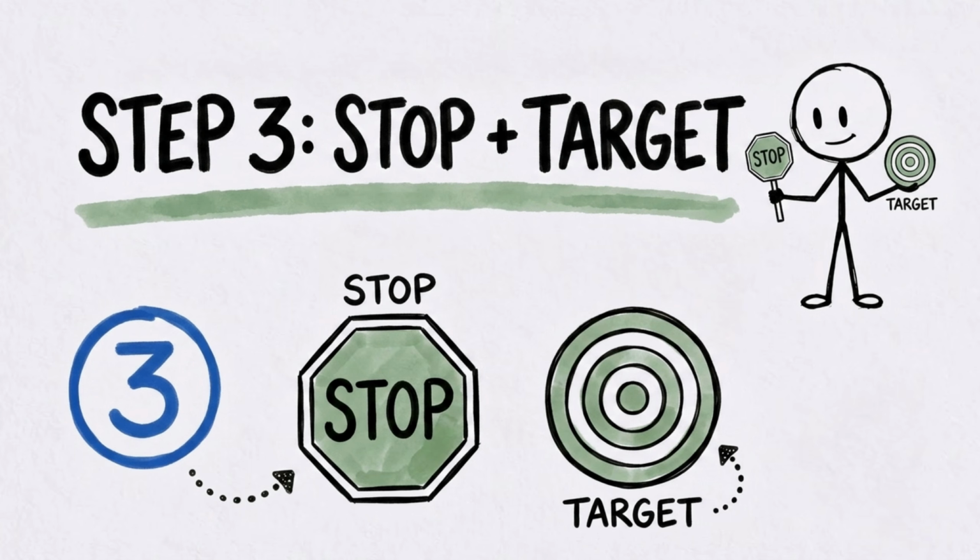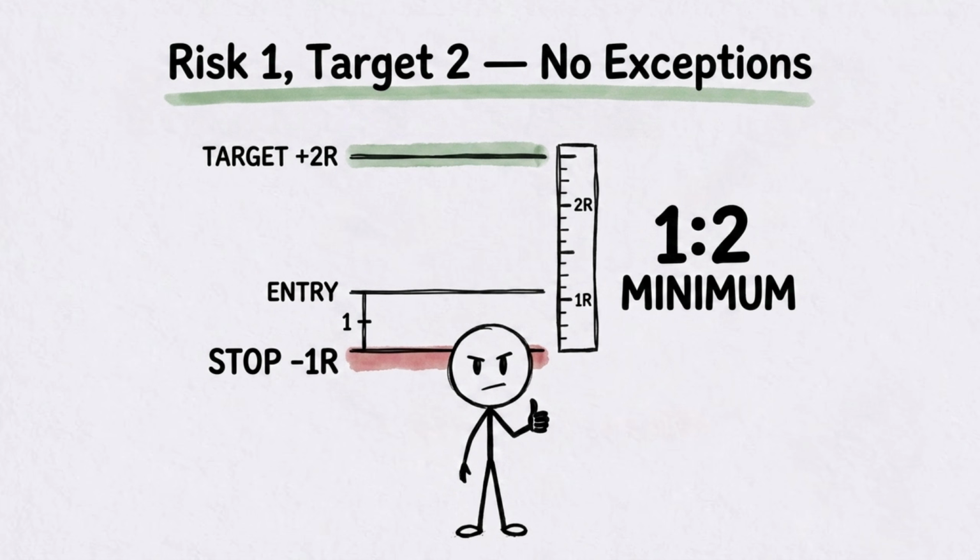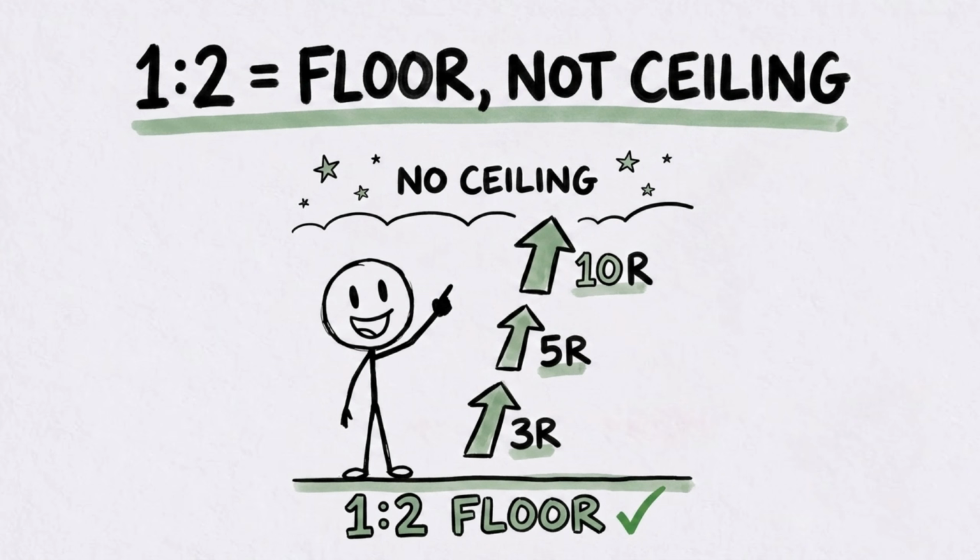Step 3. Set your stop and target. Place your stop loss below the 5-minute swing low for long positions, or above the swing high for short positions. Not below the 20 EMA, not below the cross, below the structure. Your first target is always 1 to 2 risk to reward. Risk 1, target 2. No exceptions. The key idea? 1 to 2 is your floor, not your ceiling.